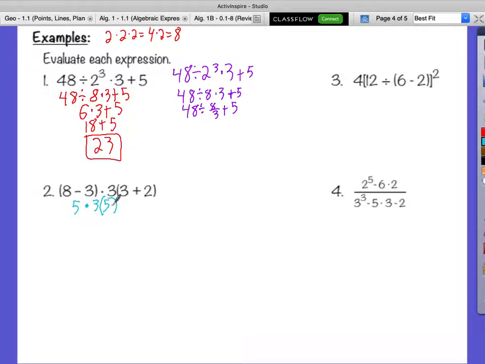So what would be our next step then? Do we have any exponents? No. What do we have next? Multiplication. What order do we do that? Left to right. Okay, left to right, what's the first multiplication we see, Dalton? 5 times 3 right here, right? Okay, we get what? 15.